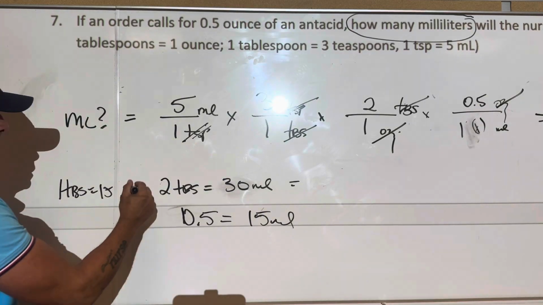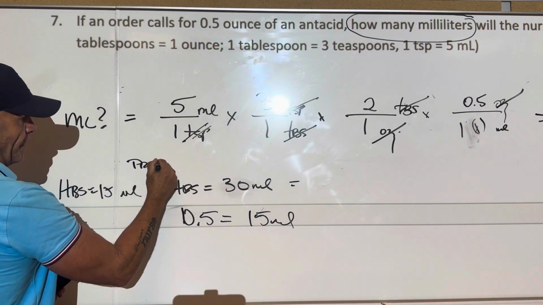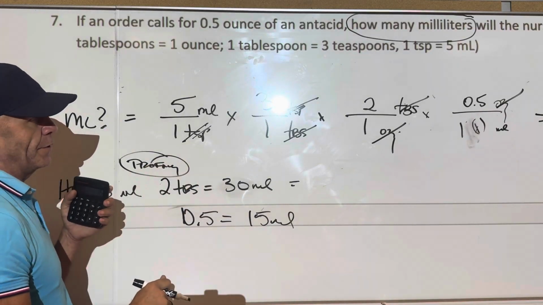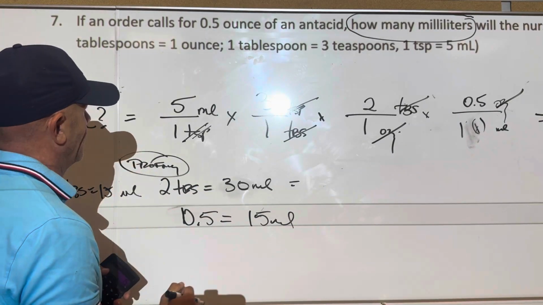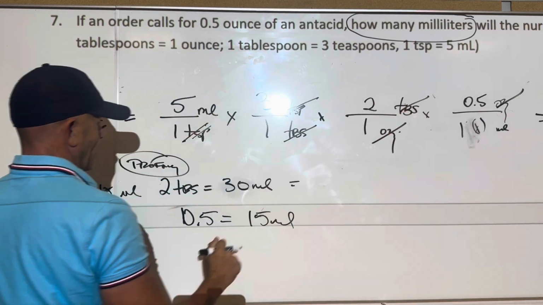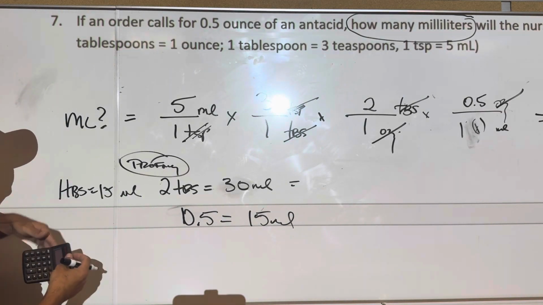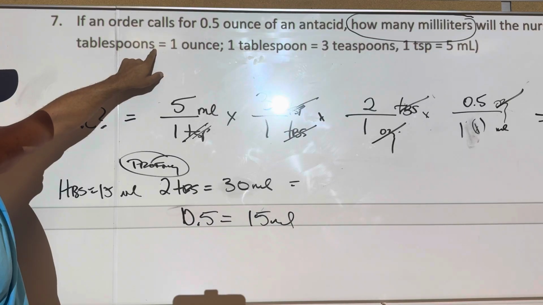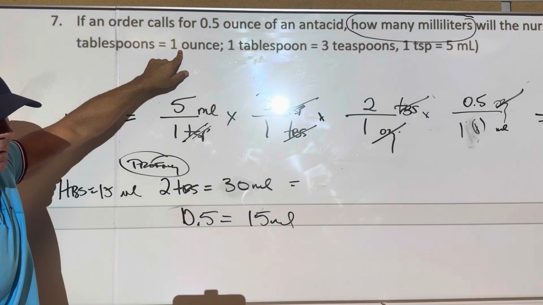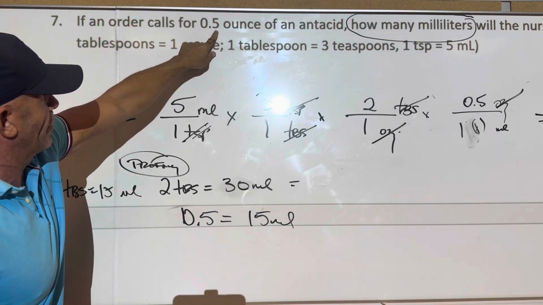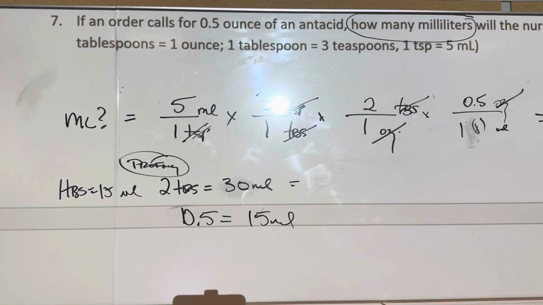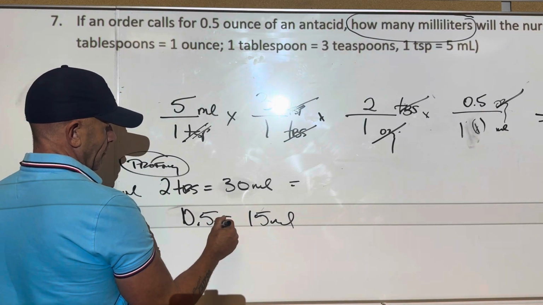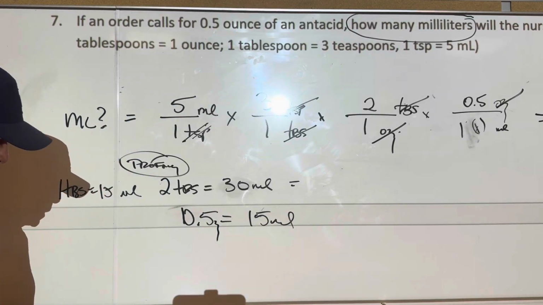So this is double checking. This is proofreading your work. This is not part of the equation. This is just an extra step to show you how to check your work properly. Do it this way first, and then come back and say, okay, I know that 2 tablespoons is 30 mLs, and that equals 1 ounce. So half of 1 ounce would be 15. Okay? So it's just another way of checking your work.